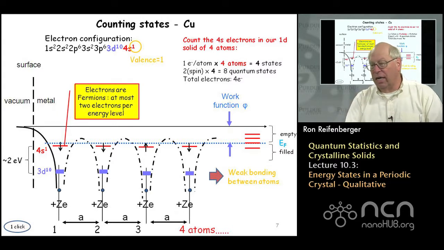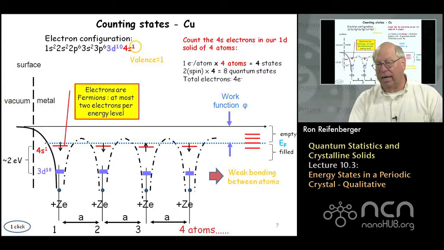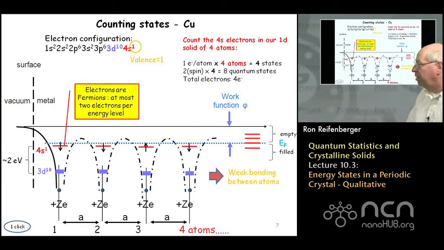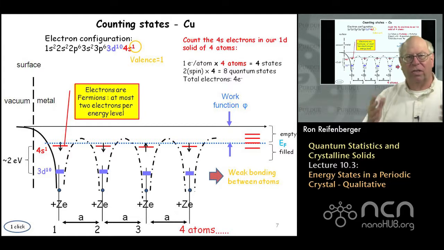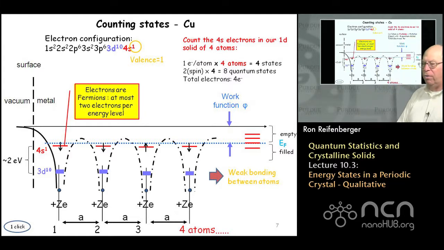What I'd now like to do is count the electron states in copper, and I want to focus on this 4s level. The 4s level is going to be at the top of this potential barrier, and the potential barrier is going to be lowered when these atoms are brought together. I'd like to find out, for a one-dimensional line of atoms, how many different electron states there are and how many electrons are available to fill those states. It turns out that's going to be a really important question.